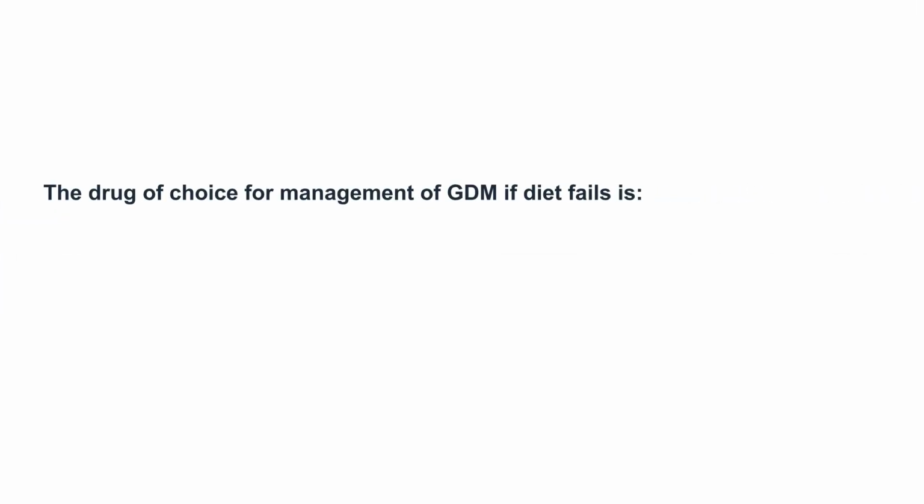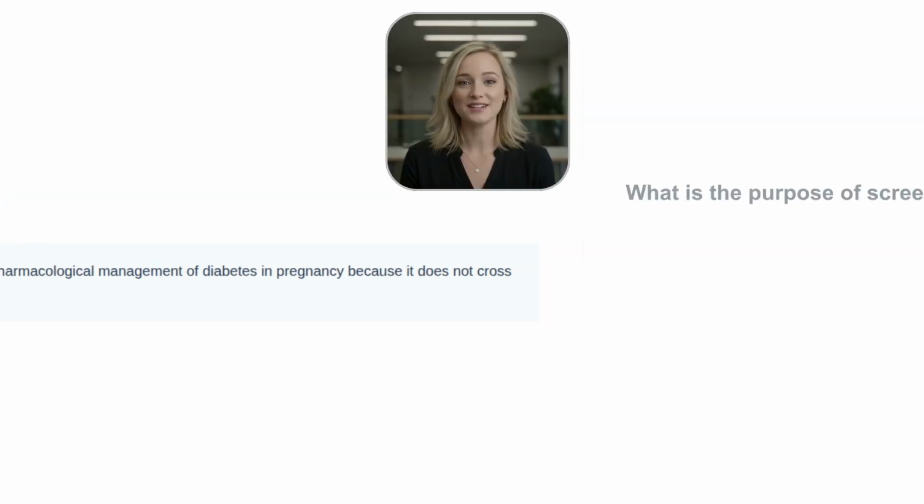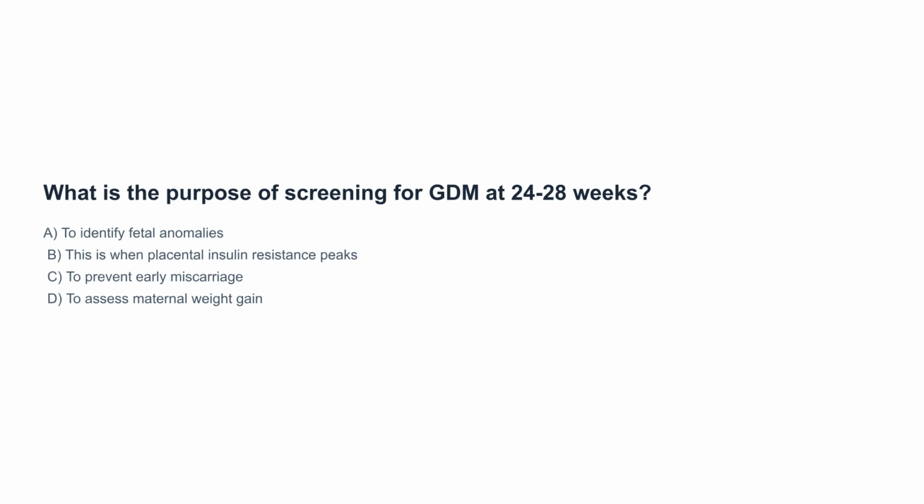The drug of choice for management of GDM if diet fails is metformin, glyburide, insulin, or sitagliptin. Answer C is correct. Insulin is the preferred medication for GDM management if lifestyle interventions fail, as it does not cross the placenta. What is the purpose of screening for GDM at 24 to 28 weeks? The options are to identify fetal anomalies, because this is when placental insulin resistance peaks, to prevent early miscarriage, or to assess maternal weight gain.